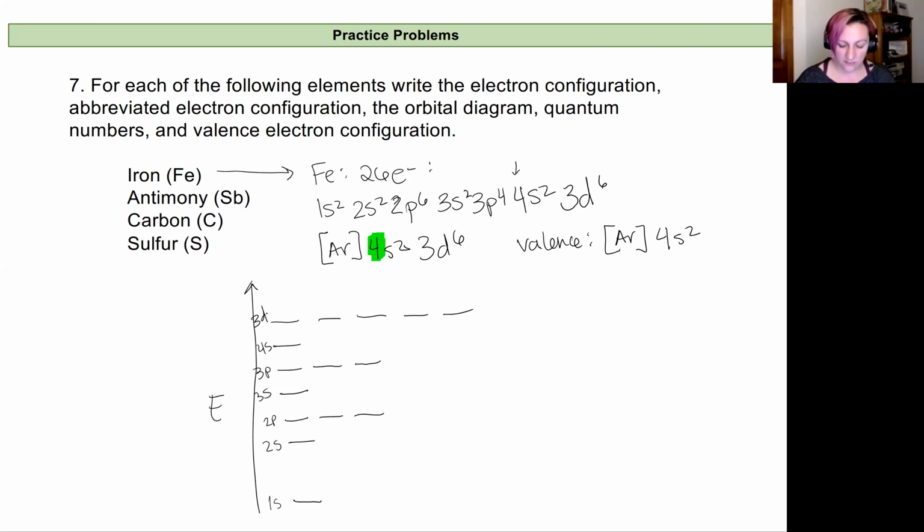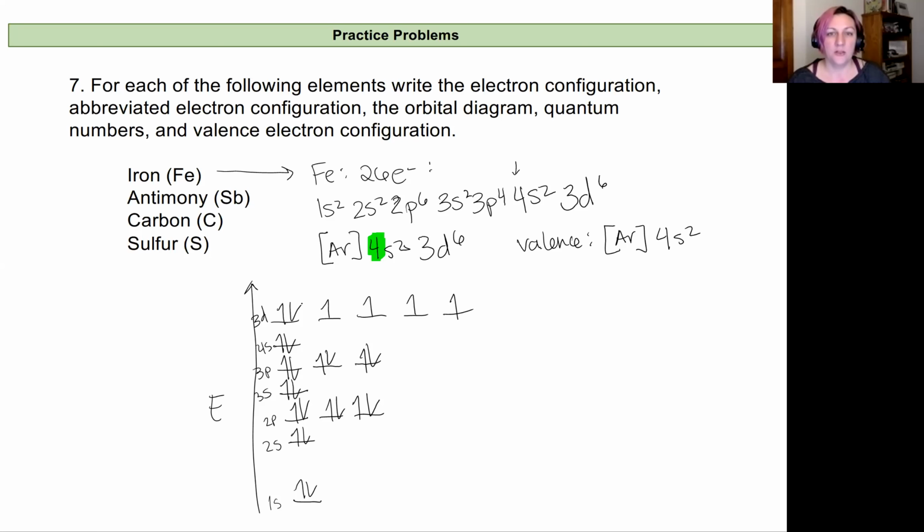So I'm going to go ahead and fill these in. I know they're all filled up until 3d, so I'm just going to put the electrons in. I can be counting, but I'm not going to stress about it too much. Then I hit 3d and I know I have 6, so this is when I'm really going to pay attention to Hund's rule. I'm going to fill each one of these with 1 electron first, and that gets me to 5. So I've got 1 more to place. I'll double up just 1 of the orbitals in the 3d. And that's my orbital diagram.